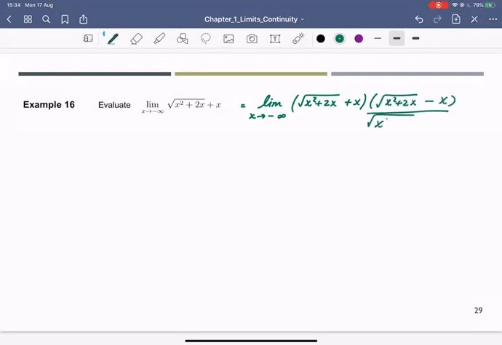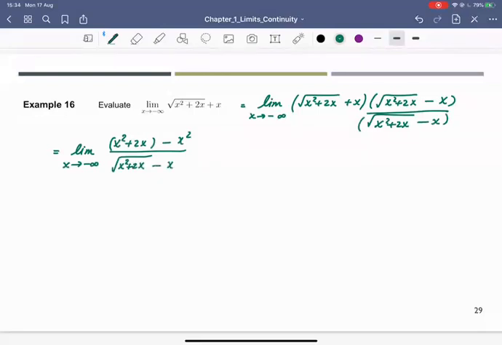which is this thing. Make sure that you multiply by 1, so I multiply on the top and the bottom. And then after that, I simplify. So I'm going to get the limit as x goes to negative infinity, I have x squared plus 2x, then minus x squared. All right. And then over the denominator here is square root of x squared plus 2x minus x.